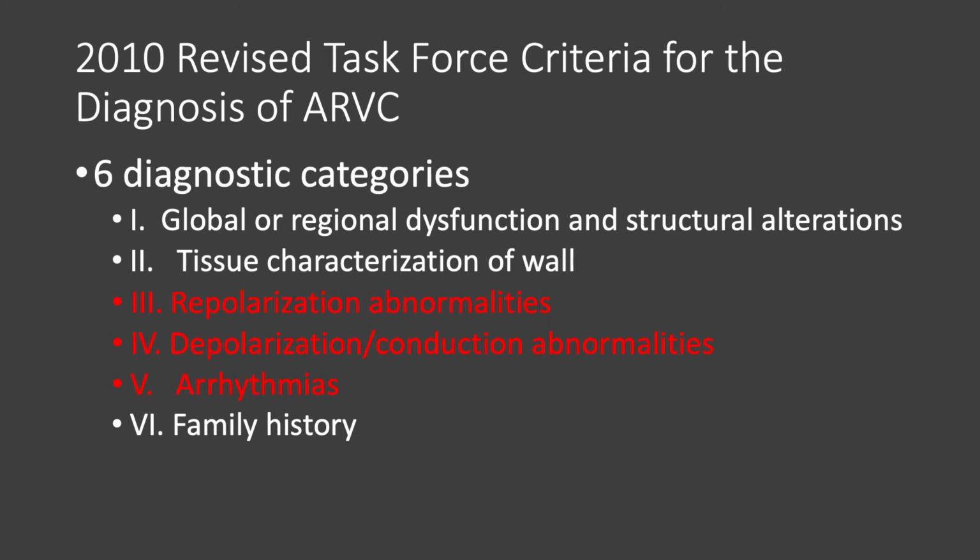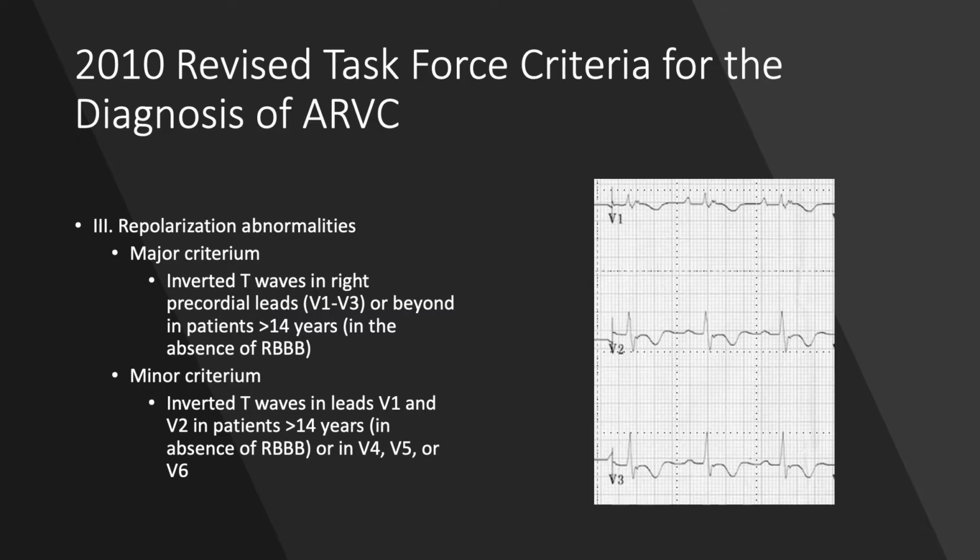We still use the 2010 revised task force criteria for the diagnosis of ARVC, and within these criteria are 6 diagnostic categories. 3 of these categories are ECG abnormalities, including repolarization abnormalities, depolarization abnormalities, and arrhythmias. This ECG shows the classic repolarization abnormalities, which are inverted T waves in the right precordial leads V1 through V3.